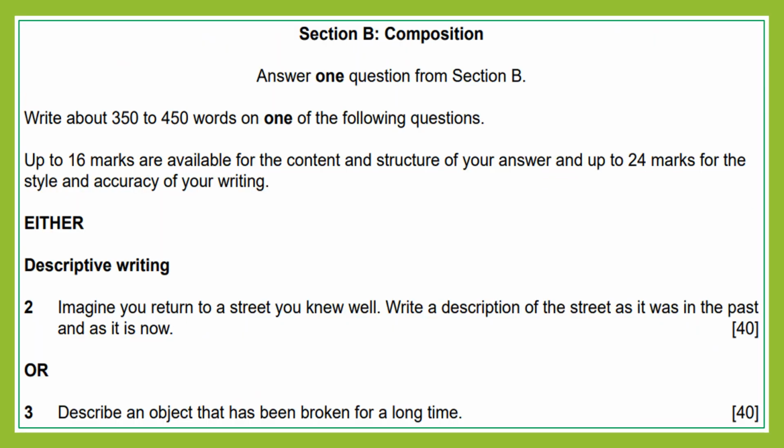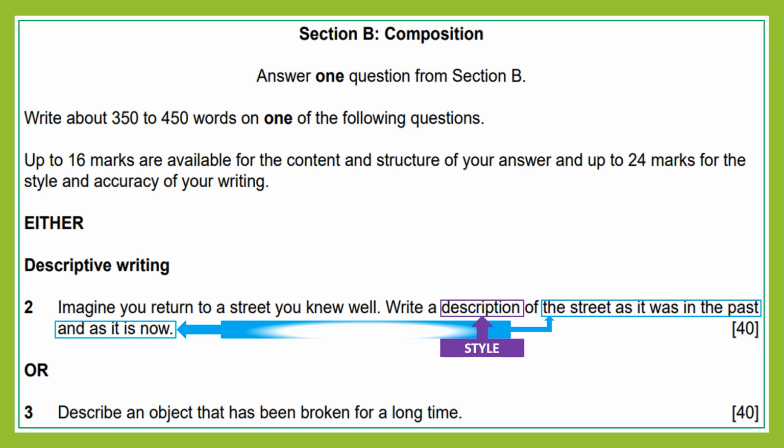From Section B composition in Question 2 or 3, you are expected to use the title to develop and write a description. Read the question carefully and make sure you understand what it is asking. Breaking down the writing prompt is beneficial for understanding the task. What style of writing are you creating? Description. The topic of the description is the street as it was in the past and as it is now. Remember to stay within the word limit.